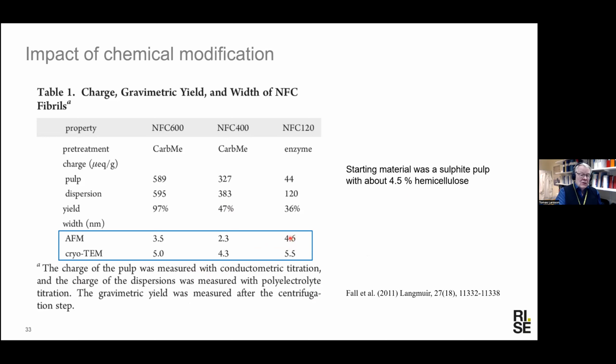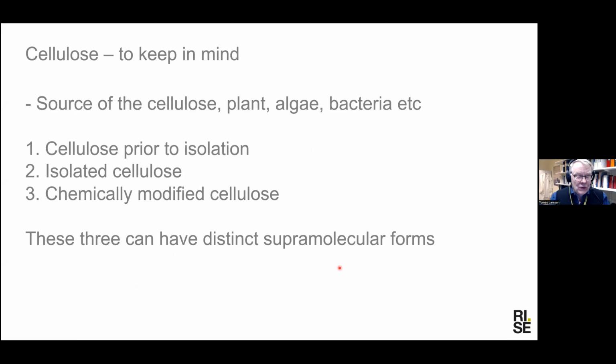You can see that when you increase the charge, when you do carboxymethylation to a higher and higher degree, you can also drop the fibril dimension down. The TEM, the cryo-TEM and AFM are not in absolute agreement here, but I would say that the trend is towards smaller structures. So it's still even further so.